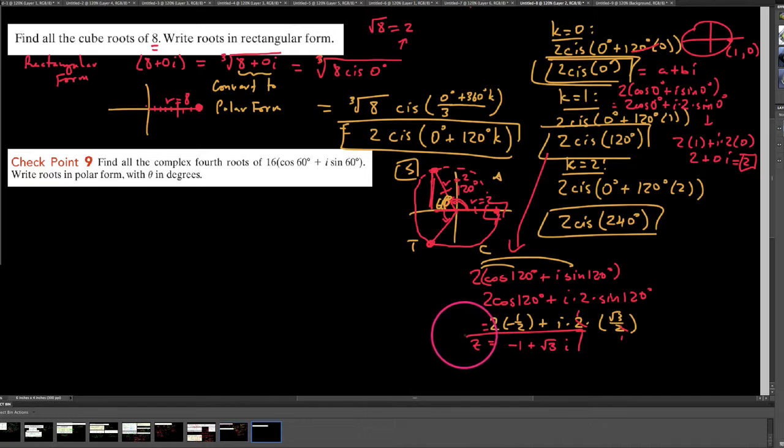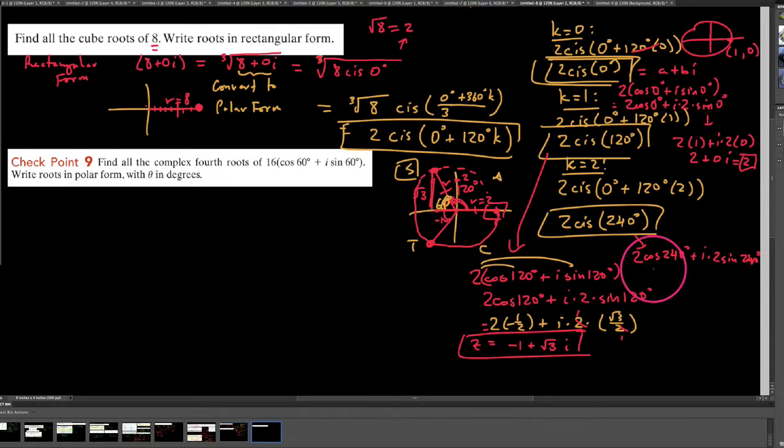And so looking at this number in standard form, we can see that we would go left 1 and up root 3 in order to get to this point that had an angle or an argument of 120 degrees and a modulus value, or a distance from the origin, of 2. So now our last value, let's go ahead and do this one. We say 2 cosine of 240 degrees plus i times 2 times the sine of 240 degrees.